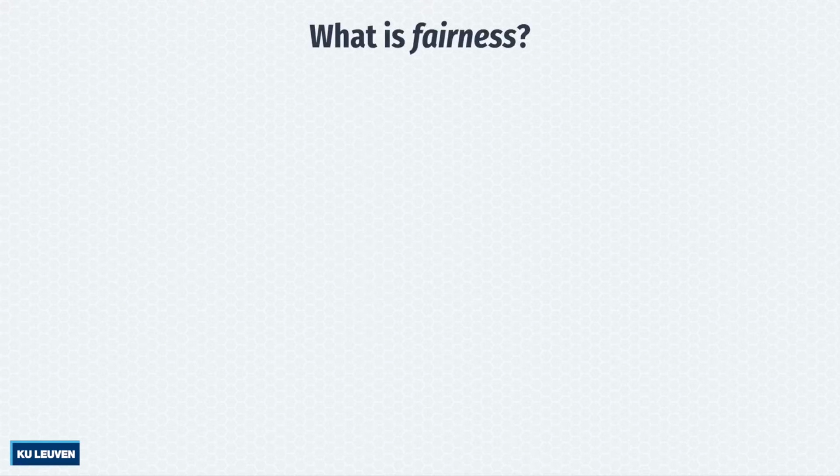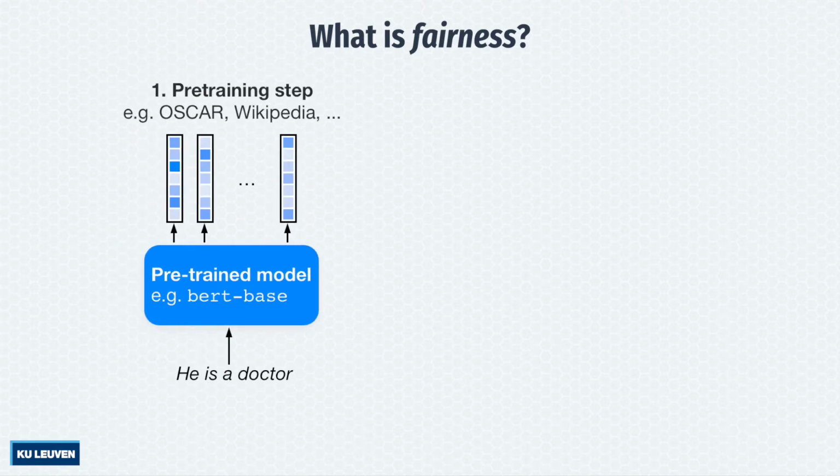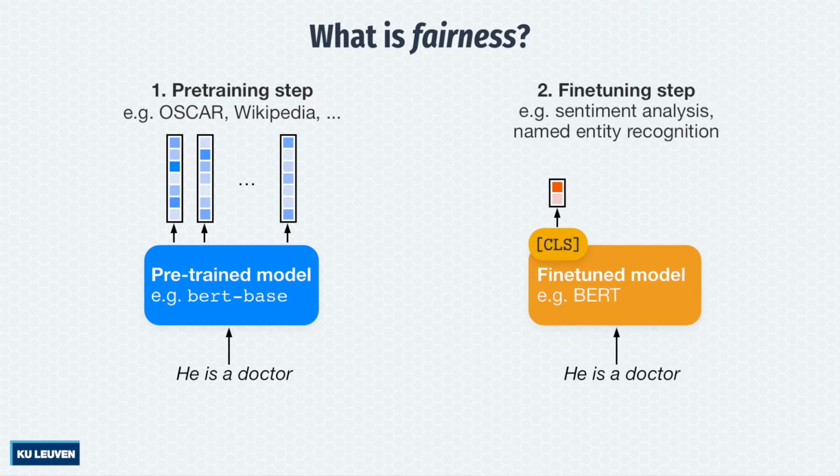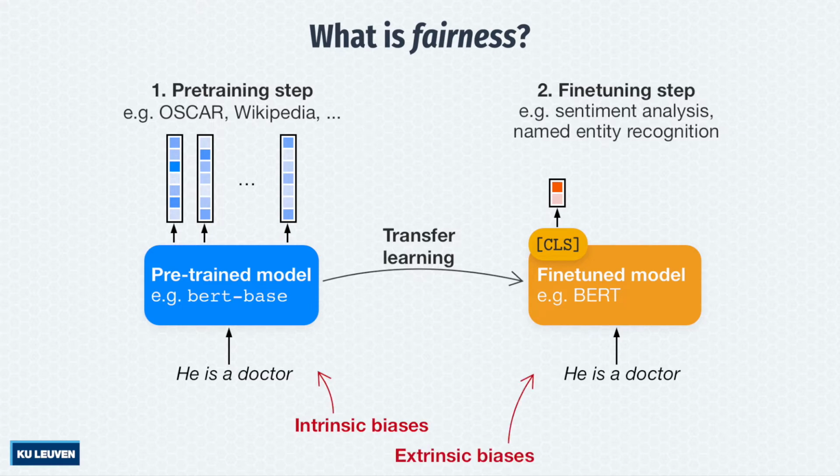For that, we first need to define what we mean by fairness. Language models, like BERT, are typically trained in two stages, so also on two datasets. The pre-training step, typically on larger unlabeled datasets, and then the fine-tuning step, with smaller but labeled corpora. We typically use an already pre-trained model, like BERT-base, to do some other downstream tasks, such as sentiment analysis. Each training step and its datasets can introduce bias, which we refer to as intrinsic and extrinsic bias.